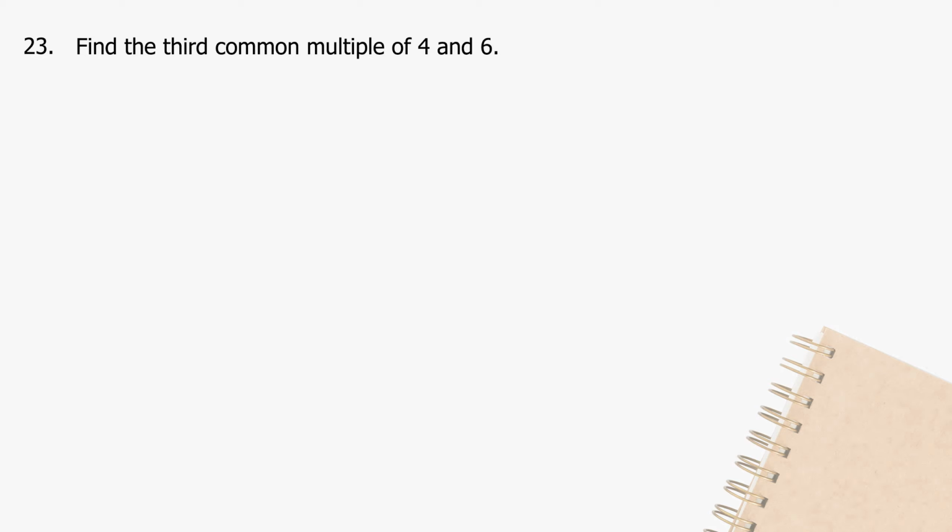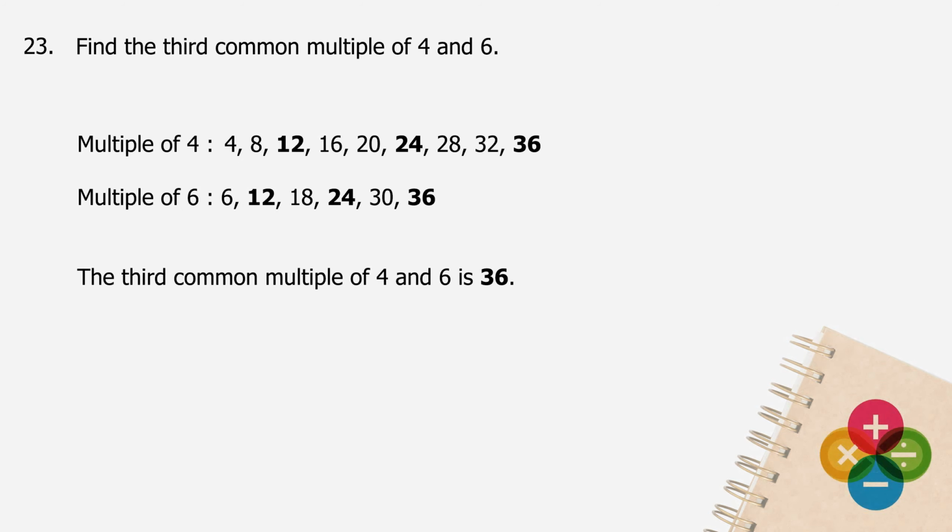Question 23. Find the third common multiple of 4 and 6. The multiples of 4 are 4, 8, 12, 16, 20, 24, 28, 32, and 36. The multiples of 6 are 6, 12, 18, 24, 30, and 36. The third common multiple of 4 and 6 is 36.